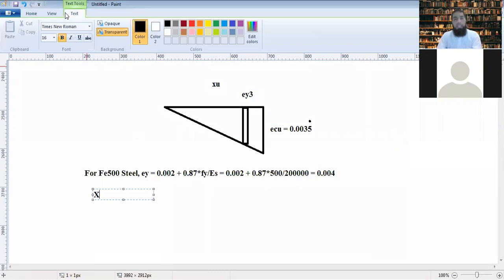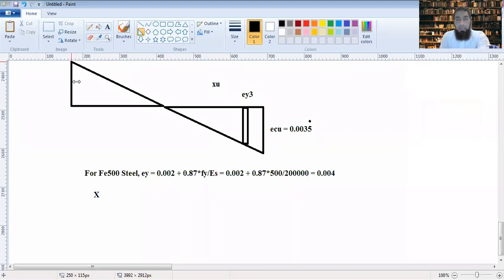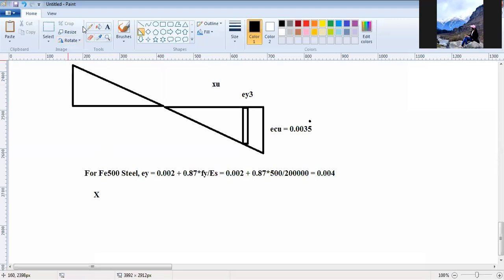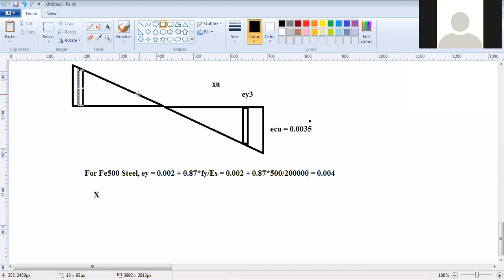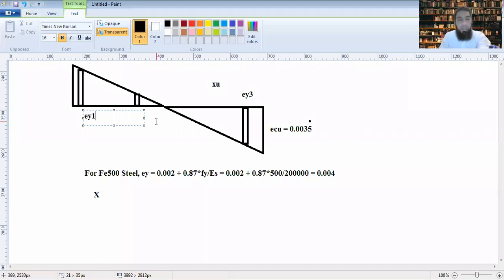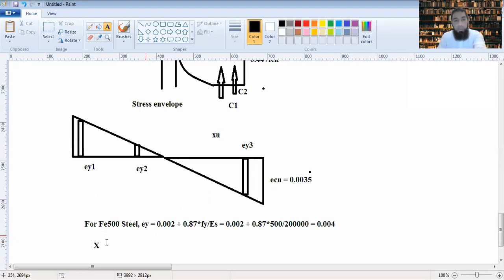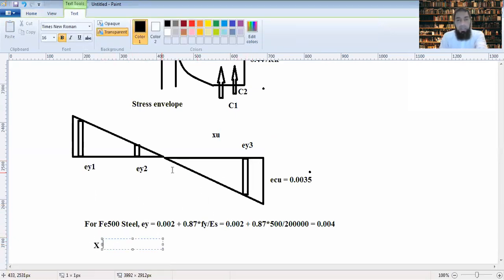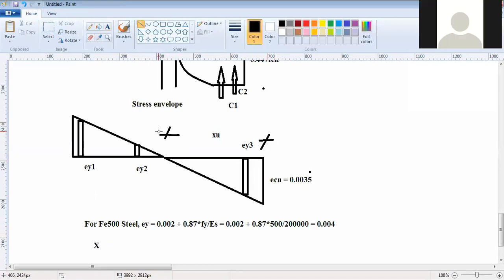So now if you have the whole section like this, then you have this is EY1 and this is EY2. Now that would mean if I take the similar triangles, this is XU from this location up till this location.